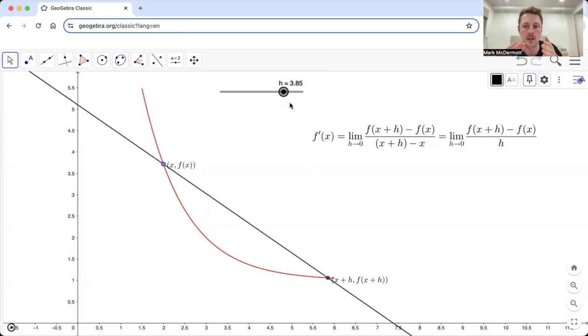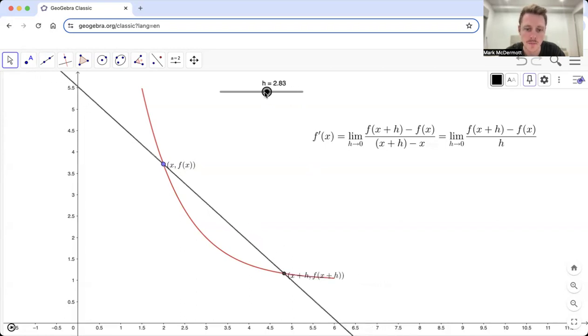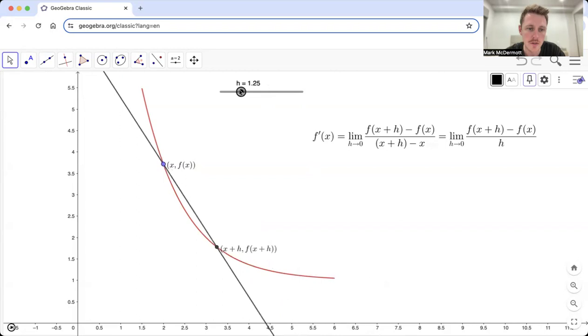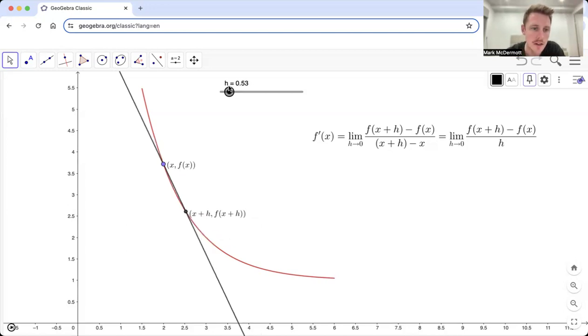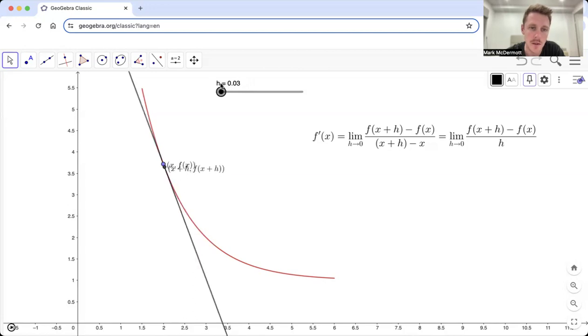And a limit is this idea that as h, that we call it, so as this number goes to zero, so as this approaches zero, the point moves along the curve. And what was a secant, connecting the two points and going through the two points, was the secant. As these points get closer to zero, that secant essentially becomes a tangent at that point.